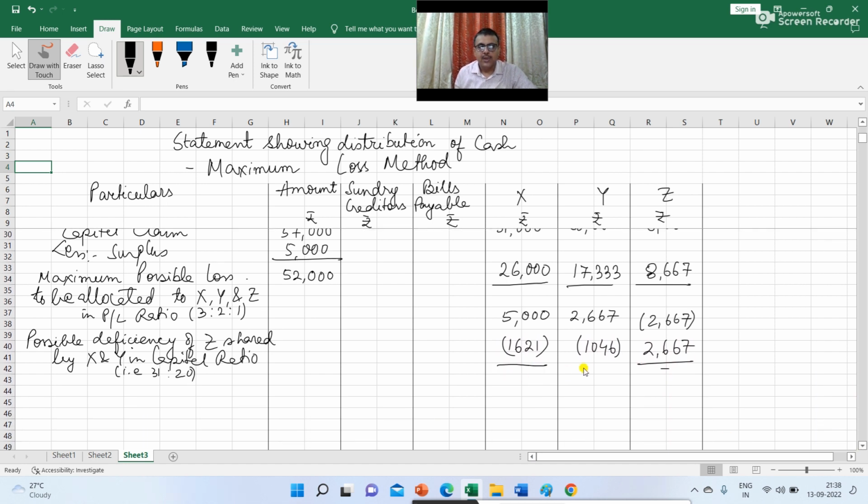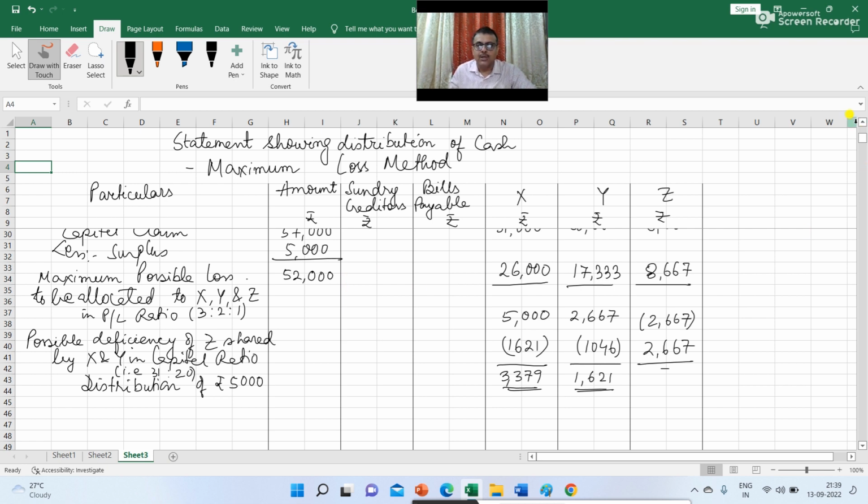So you see the surplus of 5,000 will be distributed to X and Y in 3,379 and 1,621. So this is the distribution of rupees 5,000, that is the surplus. So there was a surplus after payment to sundry creditors and bills payable of 5,000.